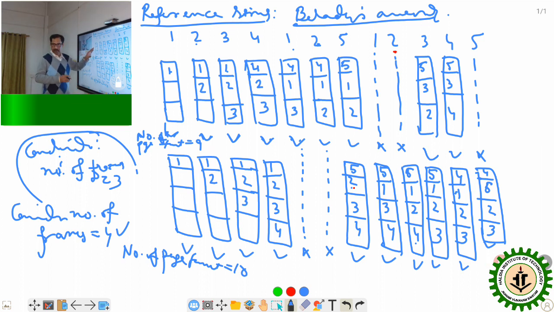We illustrate and check how the concept of first in first out is implemented and how many page faults occur if we consider the number of frames as 3 and as 4. Okay, clear. So keep in mind that if we allocate more memory in case of the first in first out page replacement algorithm, the number of page faults may increase, and that phenomenon is known as Belady's anomaly. Okay, so next one.